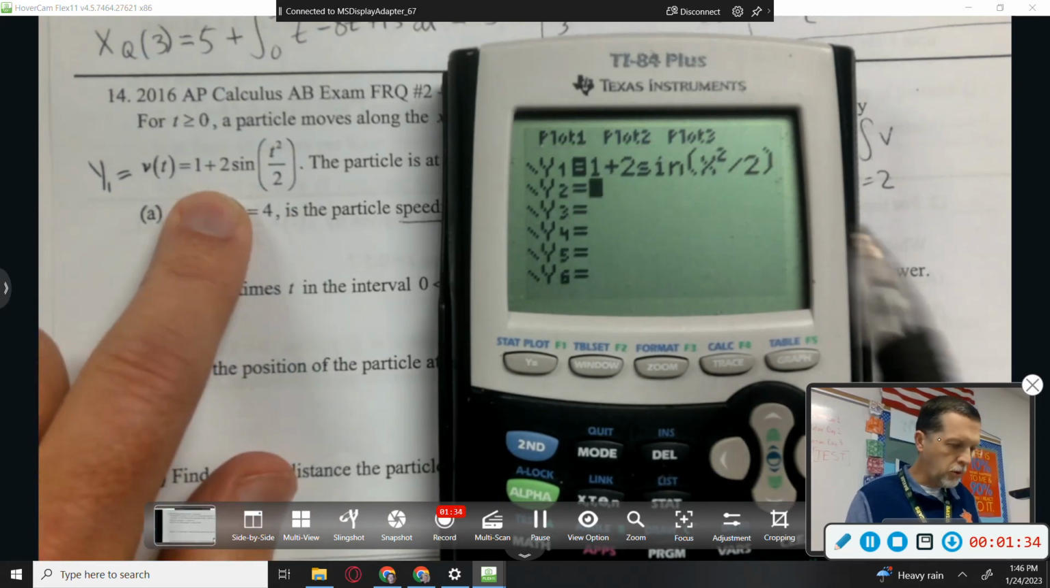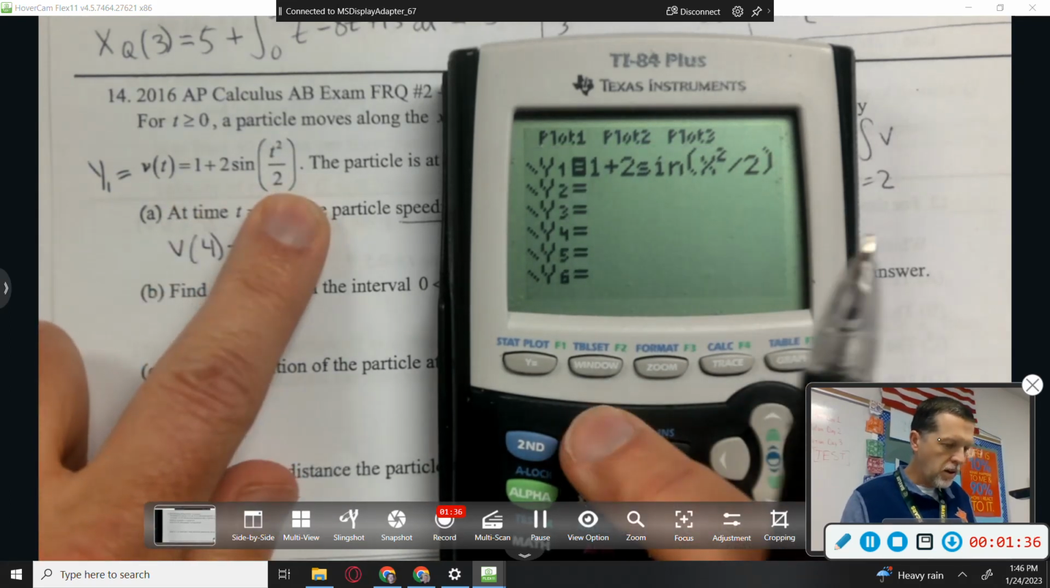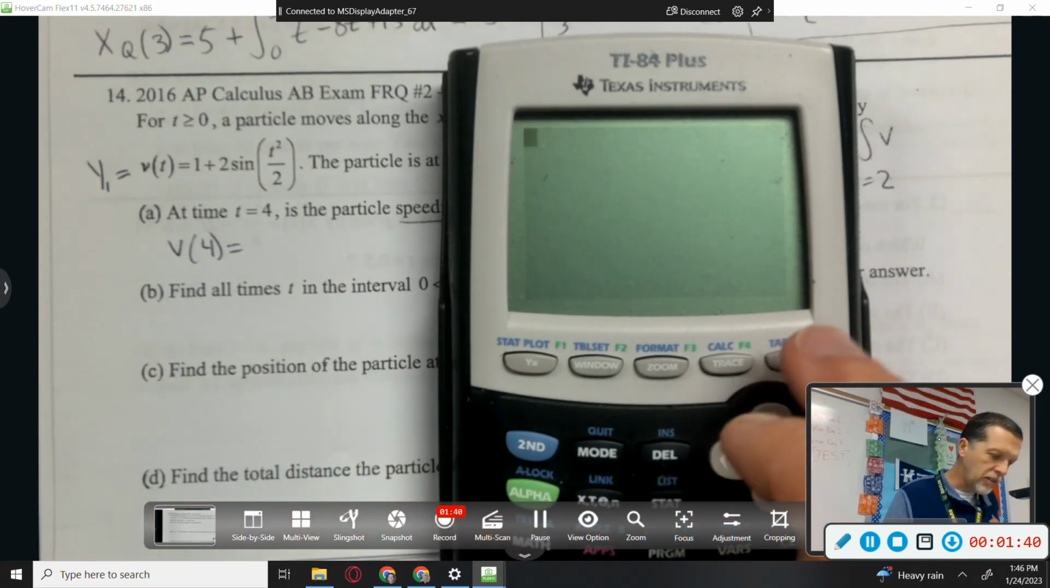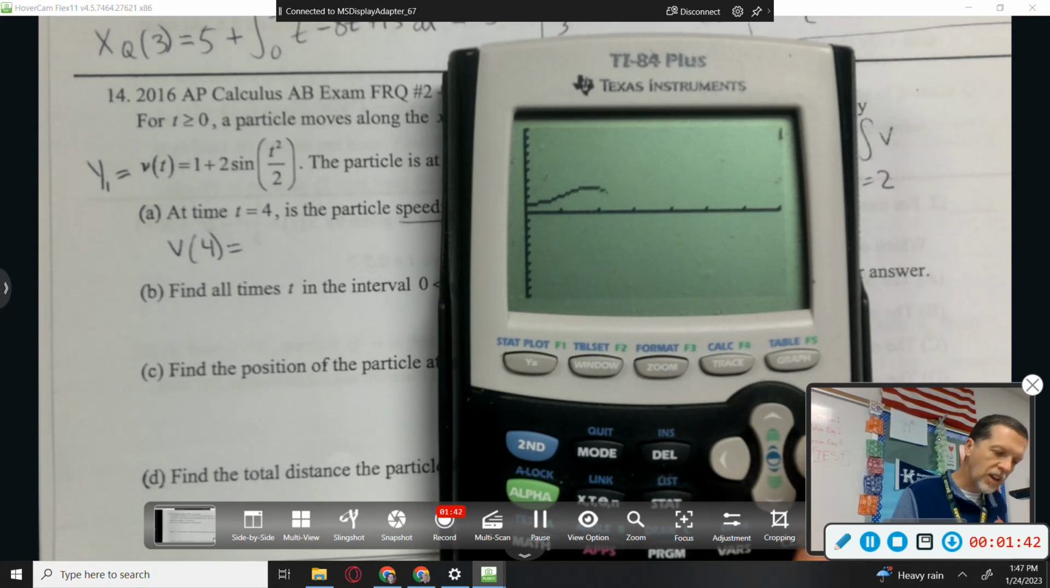One plus 2 sine x squared over 2. Make sure I'm in radians. Someone feel free to remind everyone of that tomorrow, or Thursday, I should say, or depending on who's watching it. If he's my students.